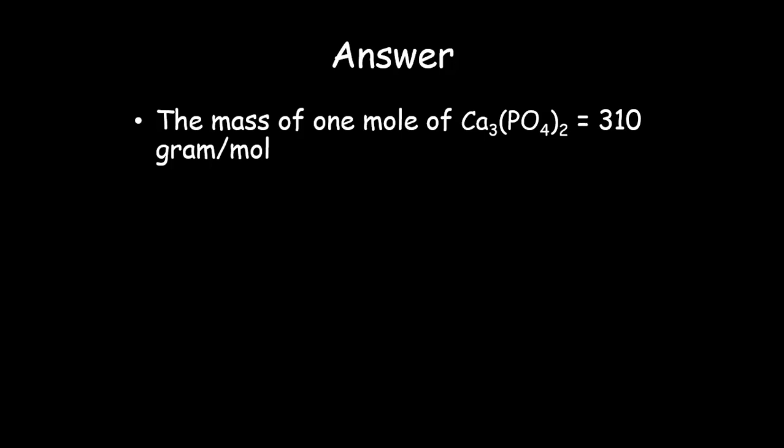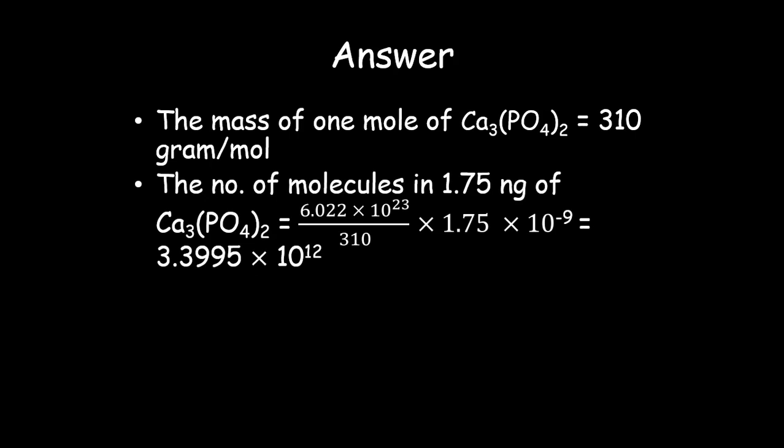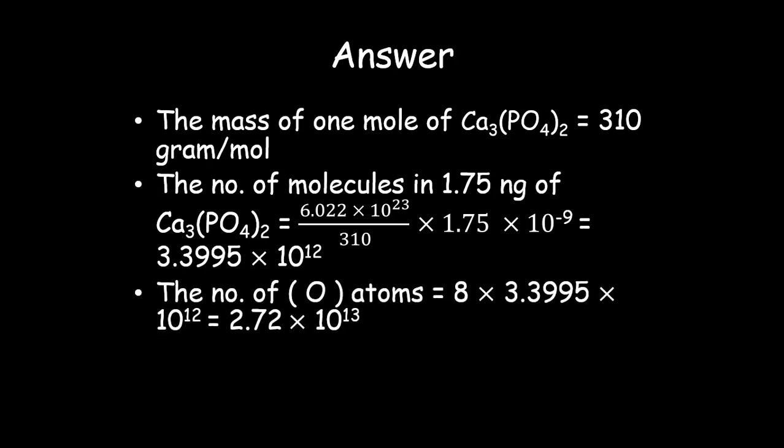So we're going to use the molar mass from the previous question, which is 310 gram per mole. The number of molecules in 1.75 nanograms of Ca3(PO4)2 equals 6.022 times 10 power 23 over 310 times 1.75 times 10 power negative 9, which equals 3.3995 times 10 power 12. The number of oxygen atoms would be 8 times 3.3995 times 10 power 12, which equals 2.72 times 10 power 13.